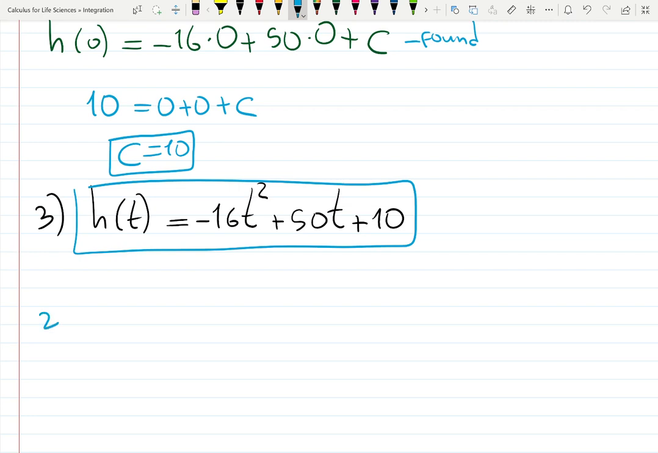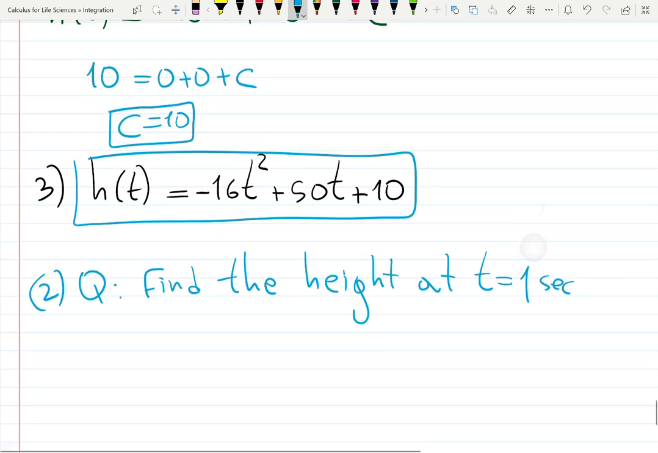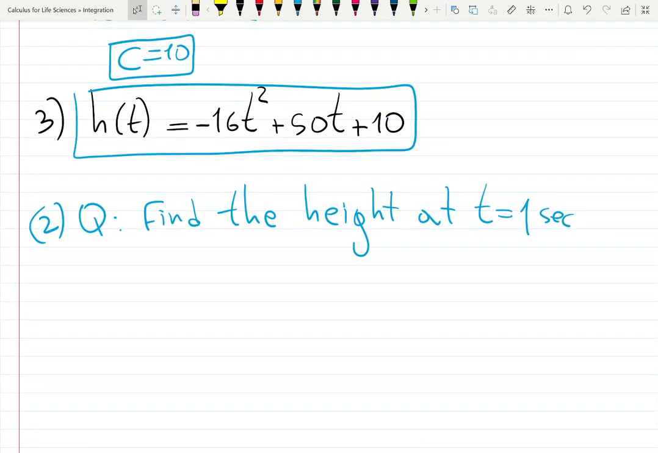Question 2, let's do this. Question 2, find the height of the thrown stone at t equals 1 second. So how far did it go at 1 second? What do you do now? Just plug 1 into your integral, which is h. H came from velocity, if you remember, height. At 1 will be minus 16 plus 50 plus 10, which is minus 6 plus 5, right?